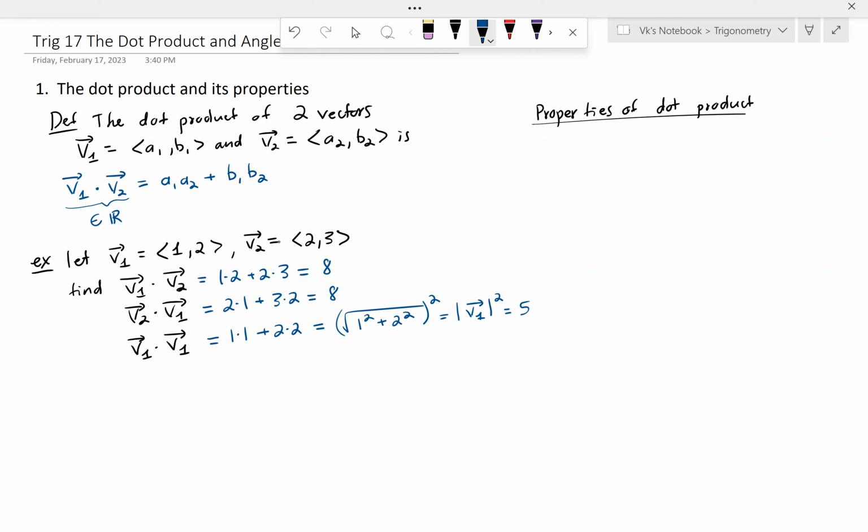From this example, we have a few properties of a dot product. The first property is V1 dot V2 is the same as V2 dot V1. It's commutative. Next, V1 dot (V2 plus V3) is equal to V1 dot V2 plus V1 dot V3. It is distributive.